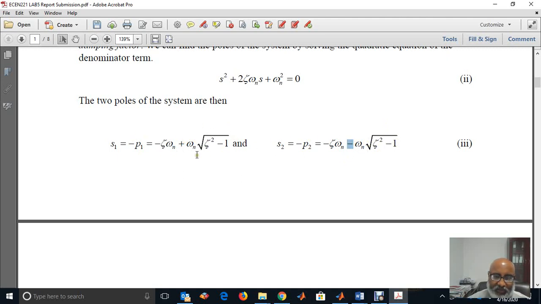So these poles can be purely real numbers. For example, this is a square root, so zeta should be greater than or equal to 1 to have purely real numbers. Or they can be purely imaginary when the absolute value of zeta is less than 1, because when you take the square root of a negative number, we will have j. And it can be purely imaginary, or it can have a real part and an imaginary part. Okay, the real part is this one, and the imaginary part is this one.